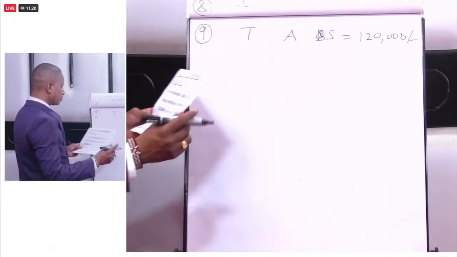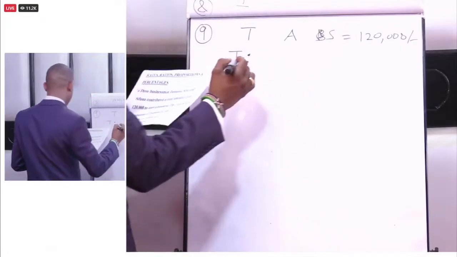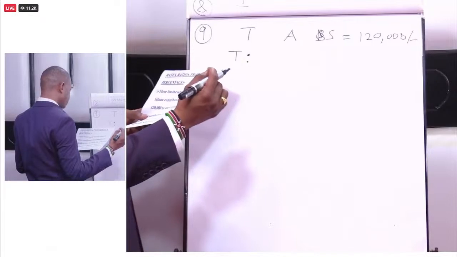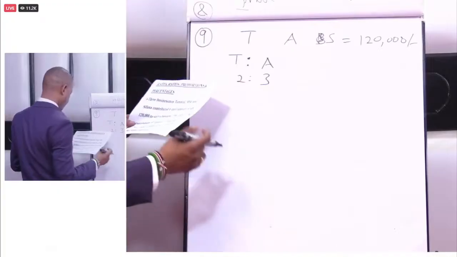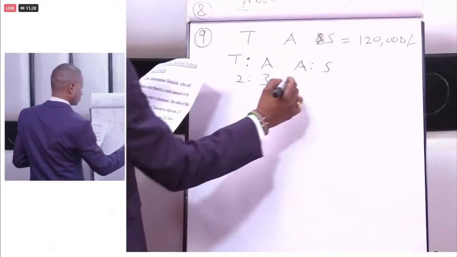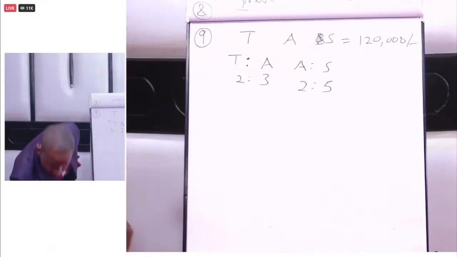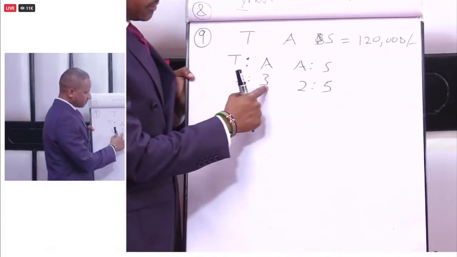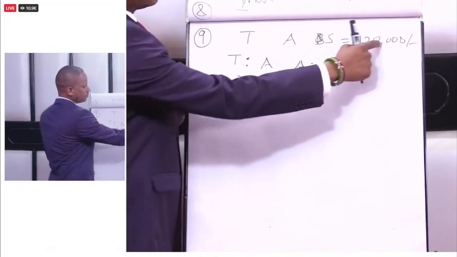The ratio of the contributions of Tumaini. This is under rates, ratios, proportions, and it comes together with percentages. So the ratio of their contributions of Tumaini to Abu was 2 to 3, and that of Abu to Sifuna was 2 to 5. How much did Sifuna contribute? So we have the ratio of Tumaini to Abu is 2 to 3, and Abu to Sifuna is 2 to 5. But they all contributed 120,000.